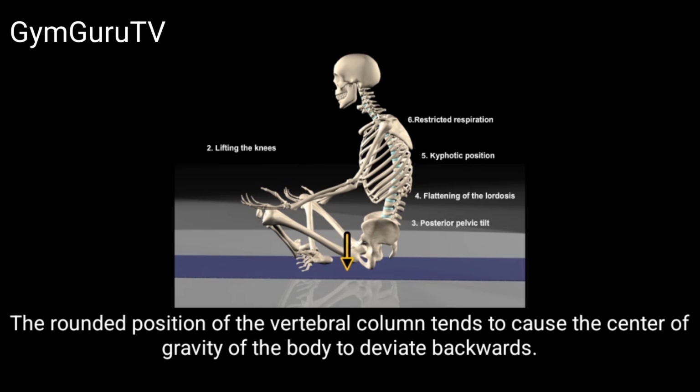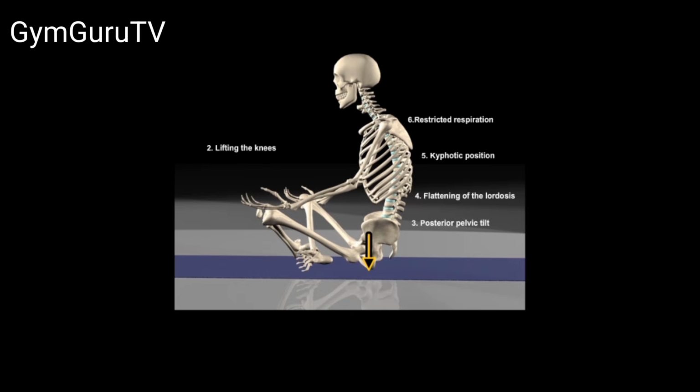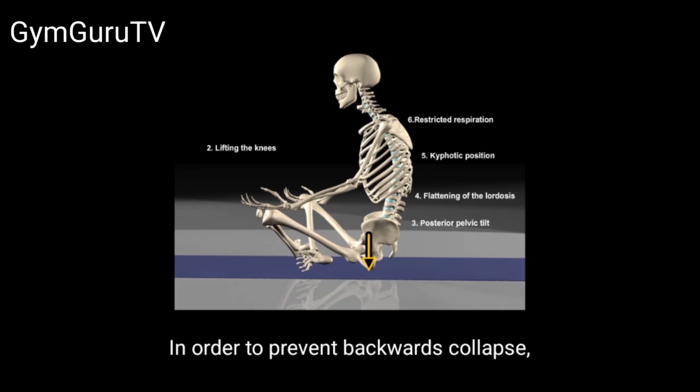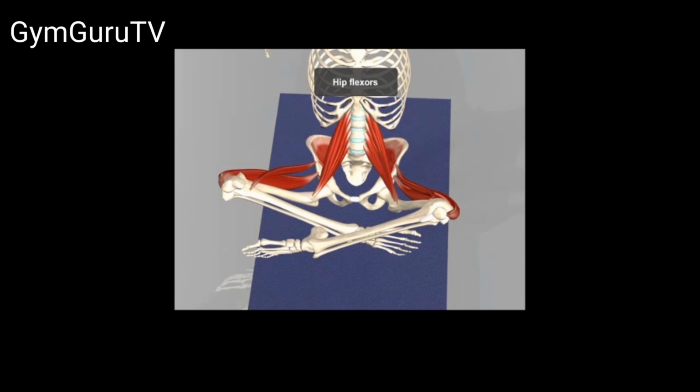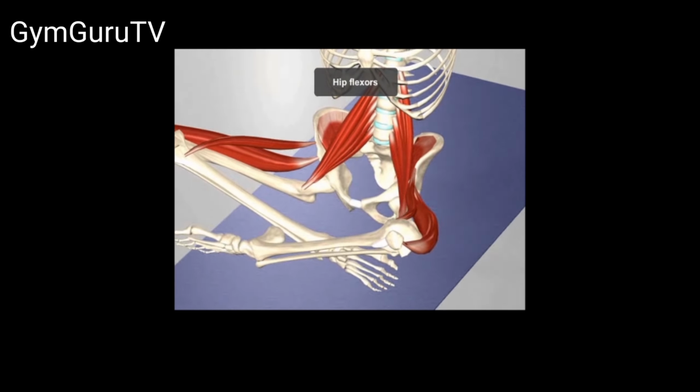The rounded position of the vertebral column tends to cause the center of gravity of the body to deviate backwards. In order to prevent backwards collapse, the trainee is required to activate the hip flexors and the abdominal muscles.